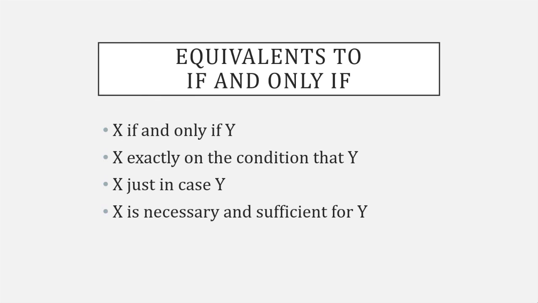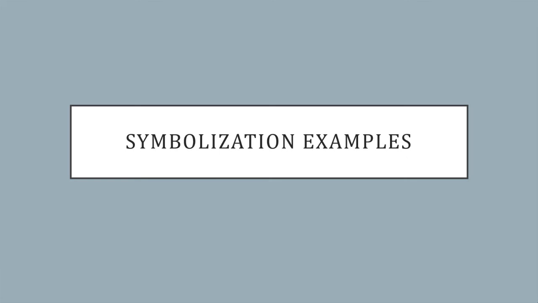And finally, stylistic variants for if and only if. X if and only if y. People don't normally talk this way, but x exactly on the condition that y, x just in case y, and x is necessary and sufficient for y are all stylistic variants for the biconditional. Because these are so unlike the way people actually talk, I recommend just memorizing these. Be sensitized to them as indicating the biconditional.